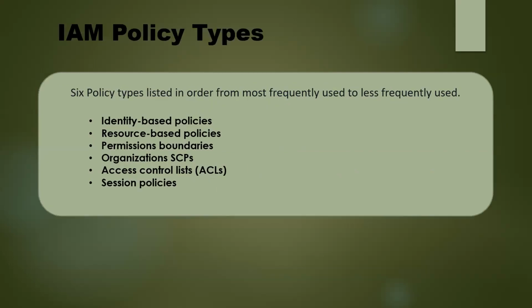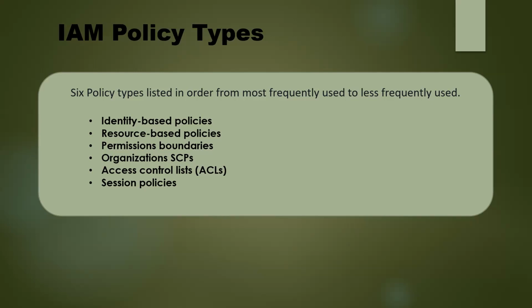There are multiple types of policies in AWS. The most common ones are identity-based policies and resource-based policies. Identity-based policies are the ones that are attached to IAM identities, whereas resource-based policies are the ones which are attached to resources. An example of a resource-based policy can be a policy that is attached to an S3 bucket. We will look into this in more detail when we go through the demonstration in a few minutes.